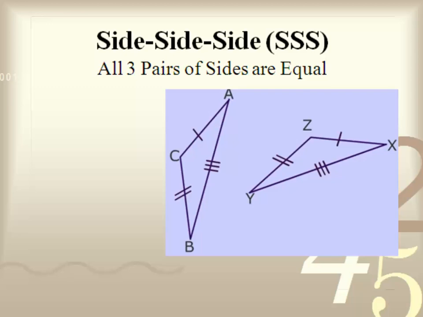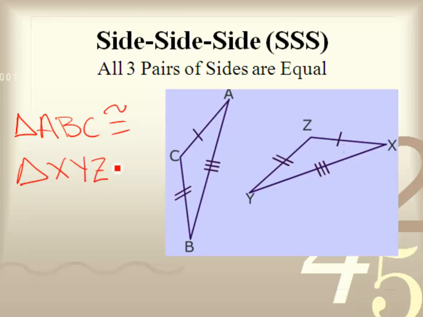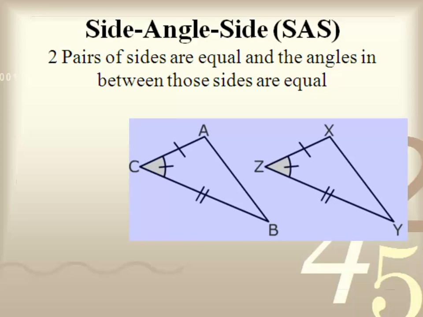To use SSS, or side, side, side, we need to know that all 3 pairs of sides are equal. In the diagram, you can tell that by the little marks that they've used. You'll often see then the triangles named. We can in this case say triangle ABC is congruent to triangle XYZ. When we name the triangles, it's important that we pair up the sides that have the same markings in the correct order.